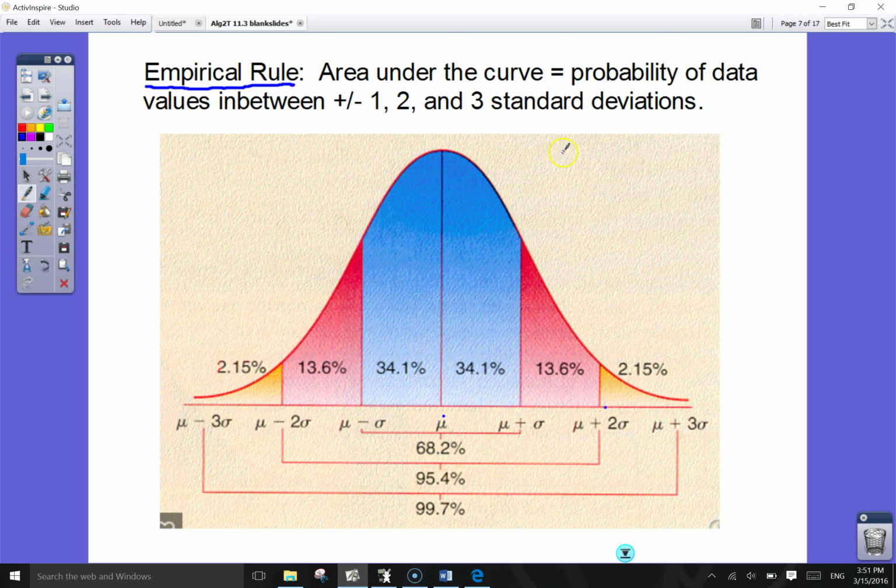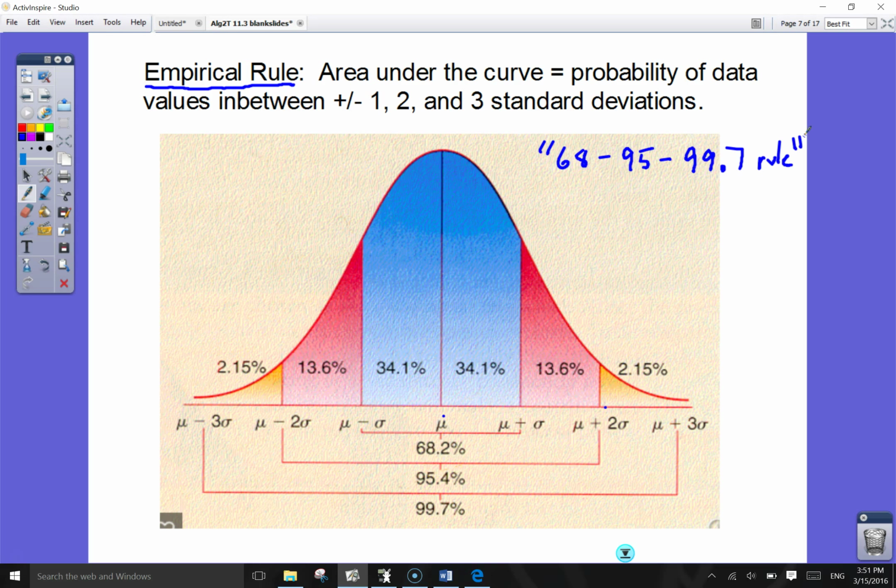I taught out of one book once that called it the 68, 95, 99.7 rule. Which as a title, if you can remember it, will at least tell you the percentages.